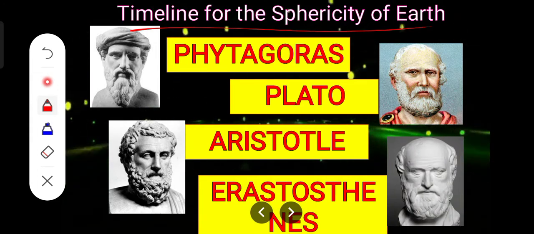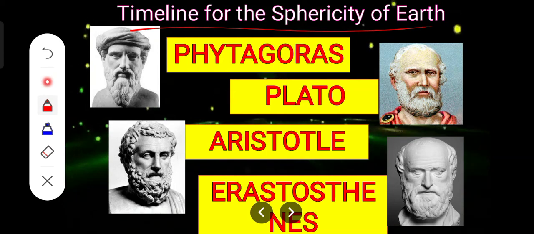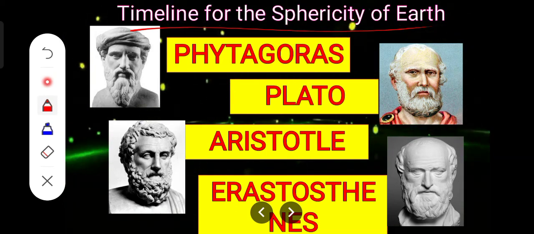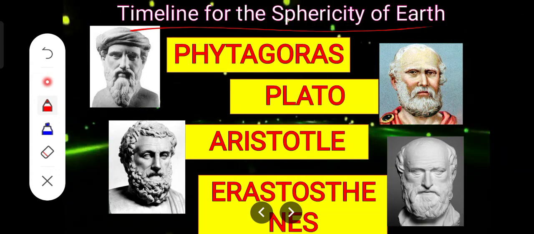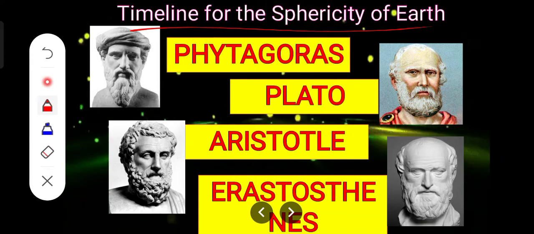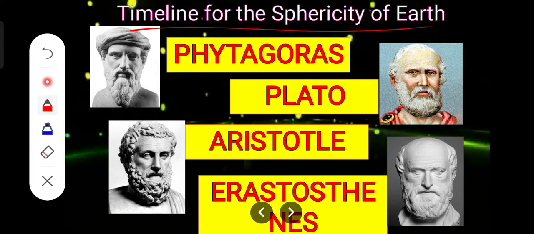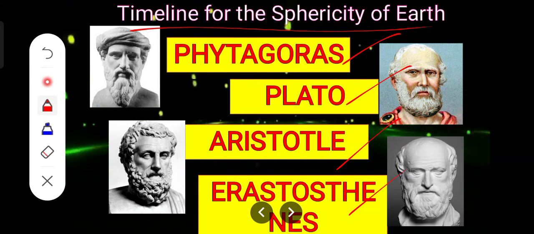Next, we have here Eratosthenes. So Eratosthenes is a mathematician and philosopher. He estimated the circumference of the Earth, and take note, he estimated it by using a stick only. So that's it: Pythagoras, Plato, Aristotle, and Eratosthenes.